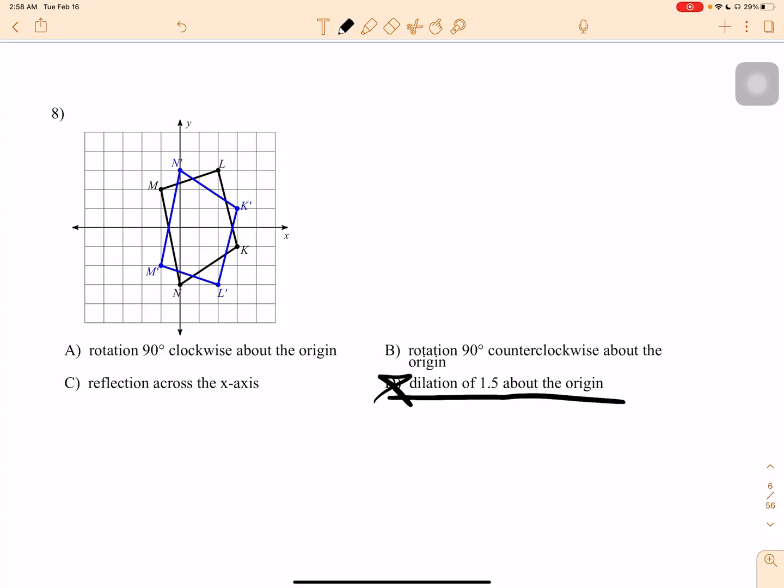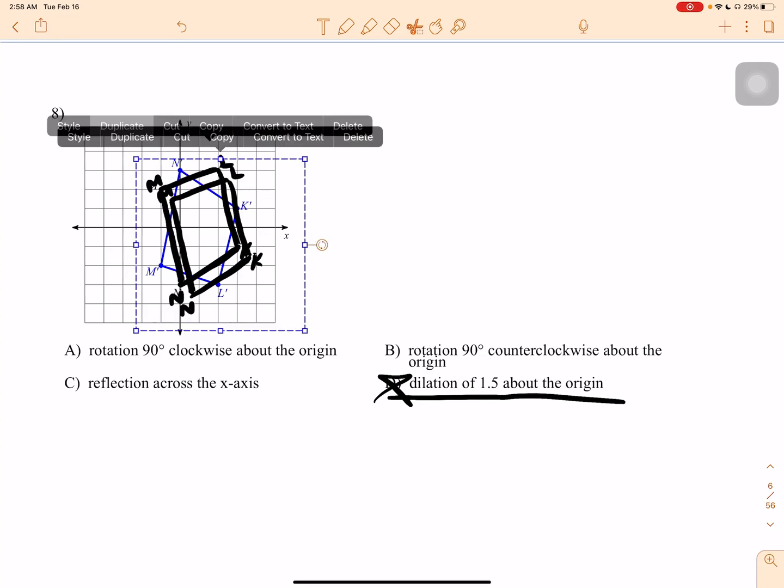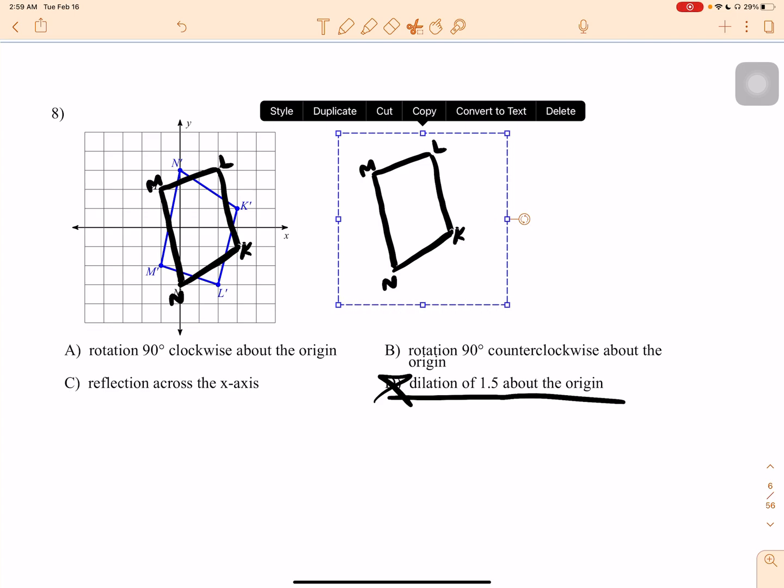This thing's all turned and crazy. We're not sure what's going on here. So I just want to emphasize again that this one here, the black one, is my original, and it is K, L, M, N. I want to make a copy of this and play around a little bit. So here, I want to see if it could be a rotation.